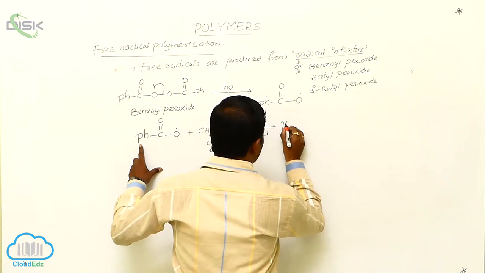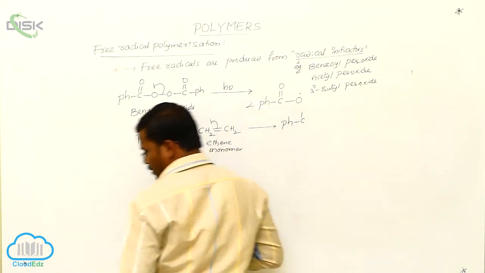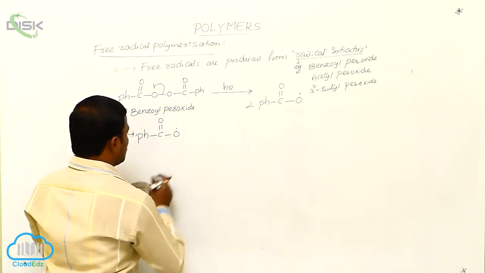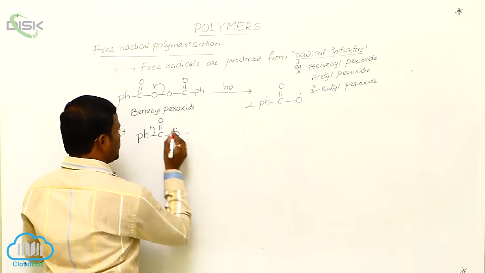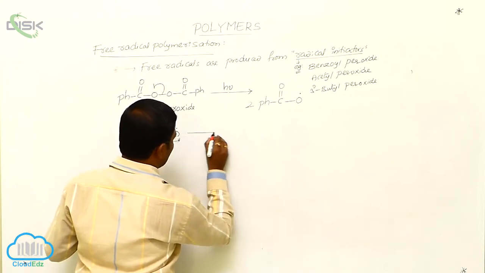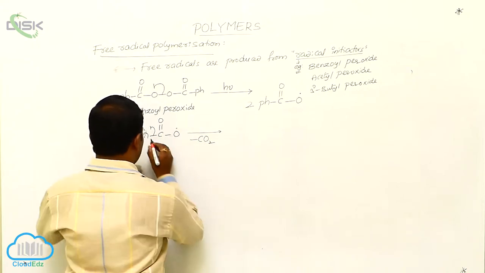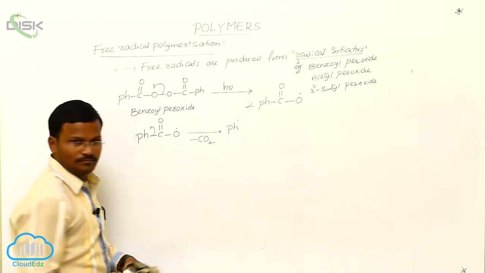Now, PhC=O radical. Before this step, the formed radical will participate in this specific reaction. That means loss of carbon dioxide takes place and generation of phenyl radical.